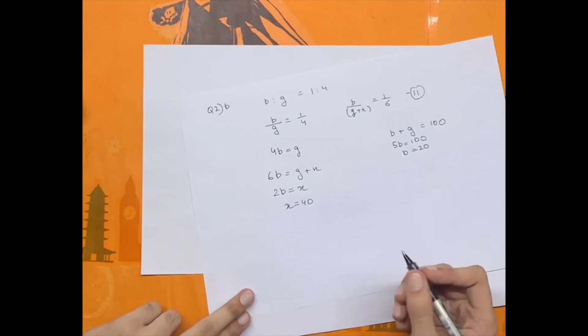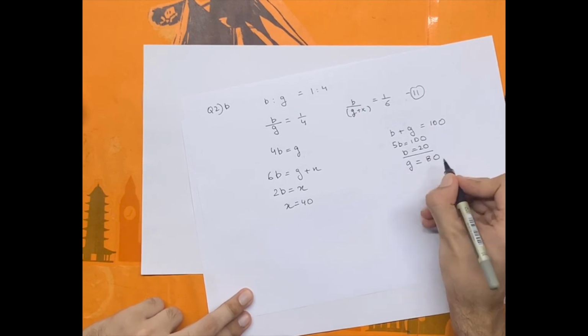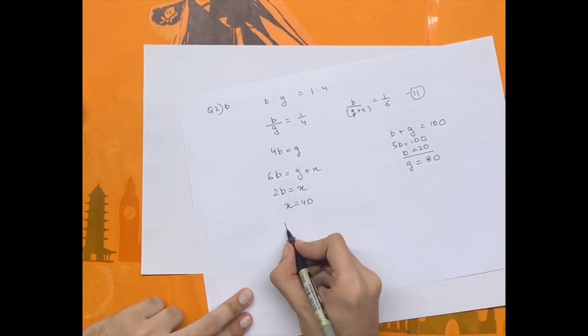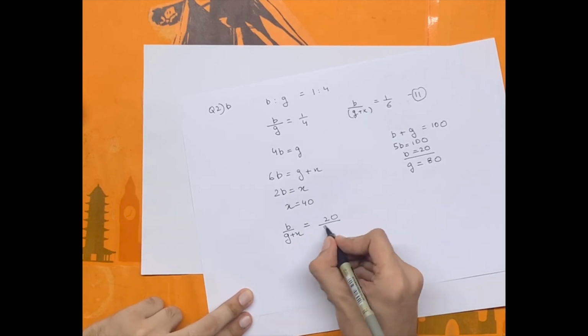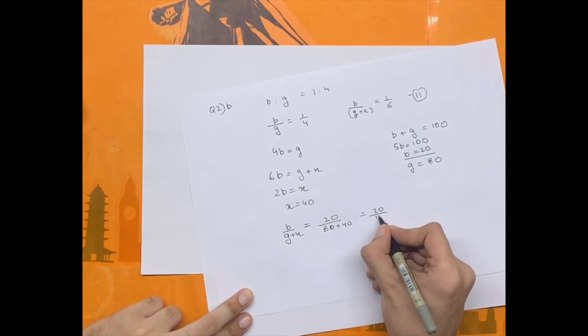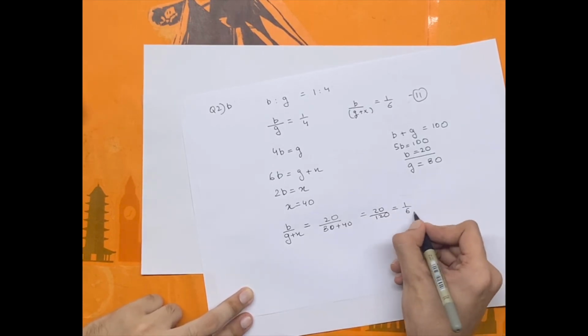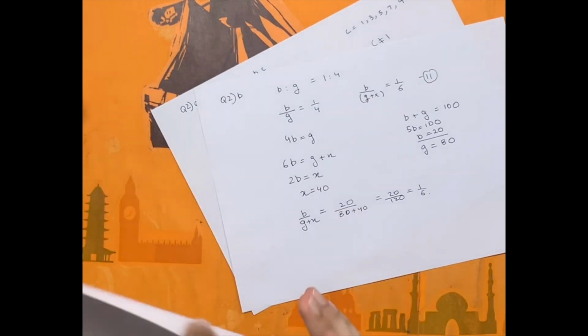Okay, let's go ahead and check that. If we have b equal to 20, g will be 80. So the new ratio b upon g plus x will become 20 upon 80 plus 40, which is 20 upon 120, and that is clearly 1/6. Let's move on to question number 2 part C.